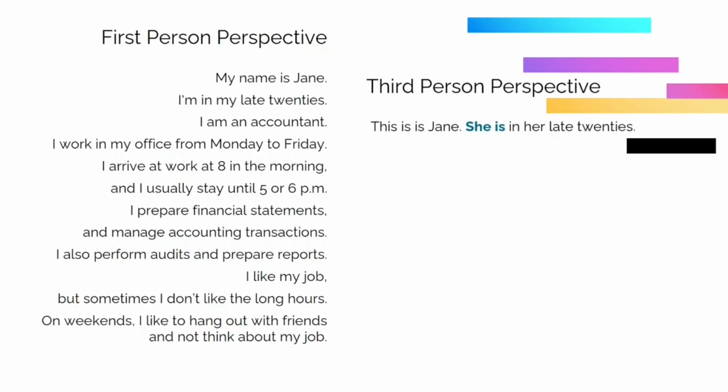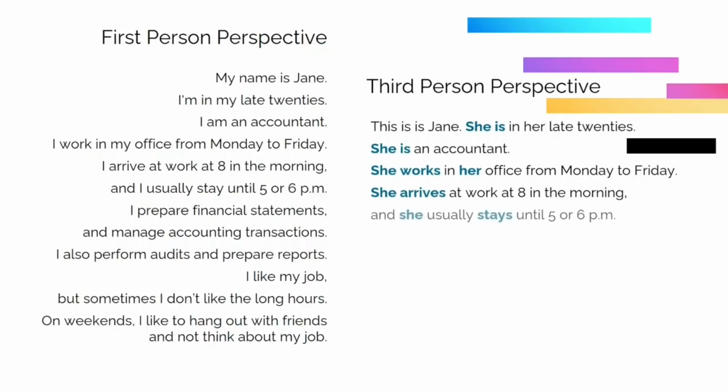In the first person's perspective, it's I am an accountant. In the third person's perspective, she is an accountant. And the next one, I work in my office from Monday to Friday. This changes into she works in her office from Monday to Friday. And to continue, she arrives at work at 8 in the morning, and she usually stays until 5 or 6 p.m. Notice the verbs arrives and stays.